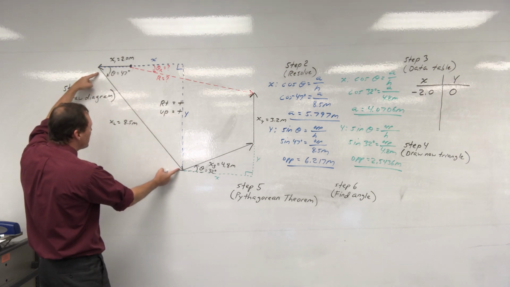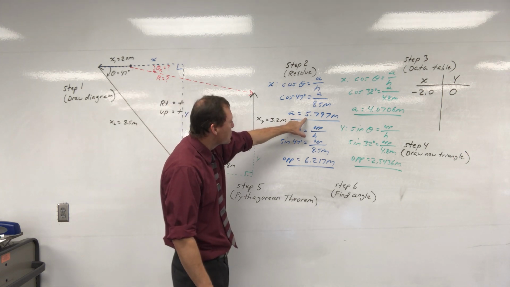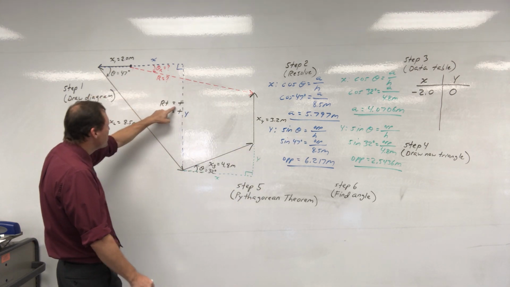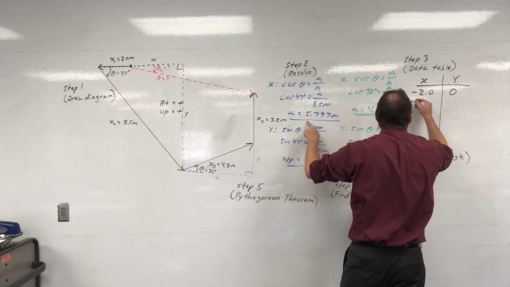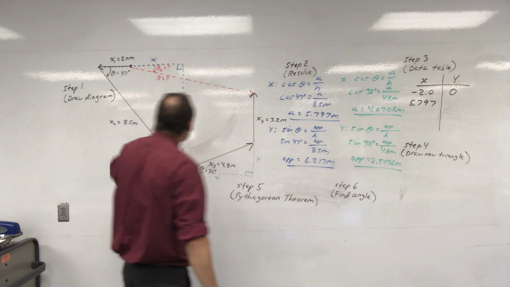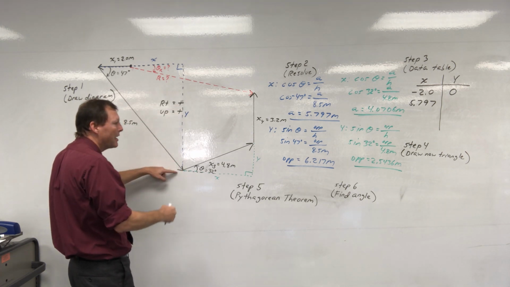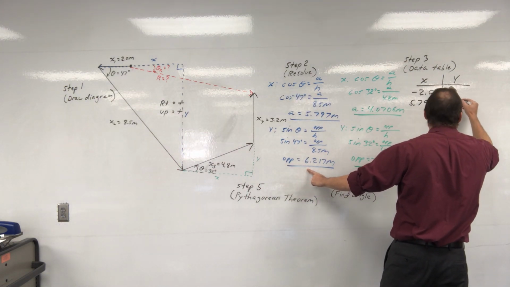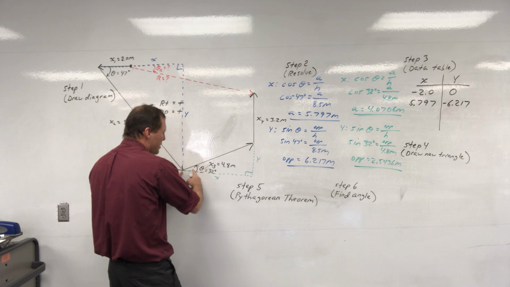Now let's go to the second vector, this one right here. So the horizontal component is 5.797, and it's going to the right. And I made to the right positive. So this is going to the right. Right is positive. So I'm going to write a positive 5.797 in there. The vertical component is going down. Remember, I made up positive, so down is going to be negative. So I'm going to put in a negative 6.217 meters.